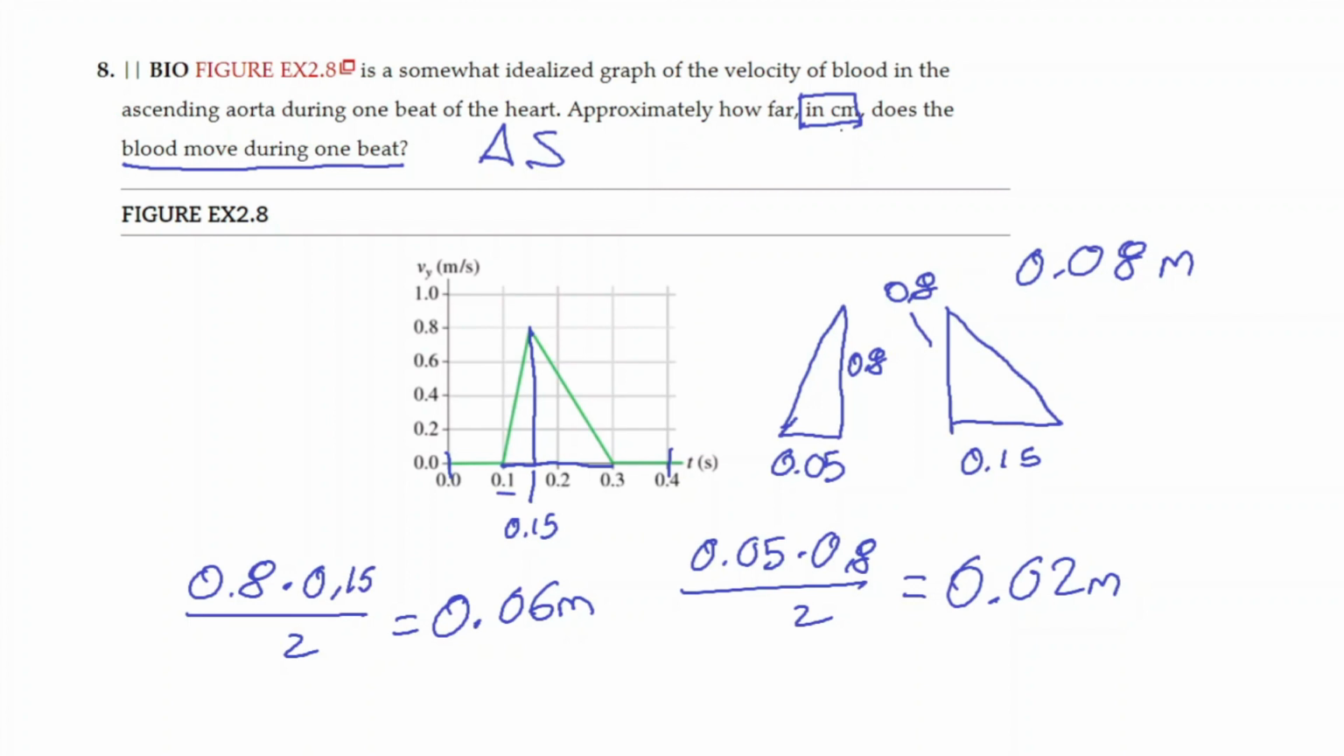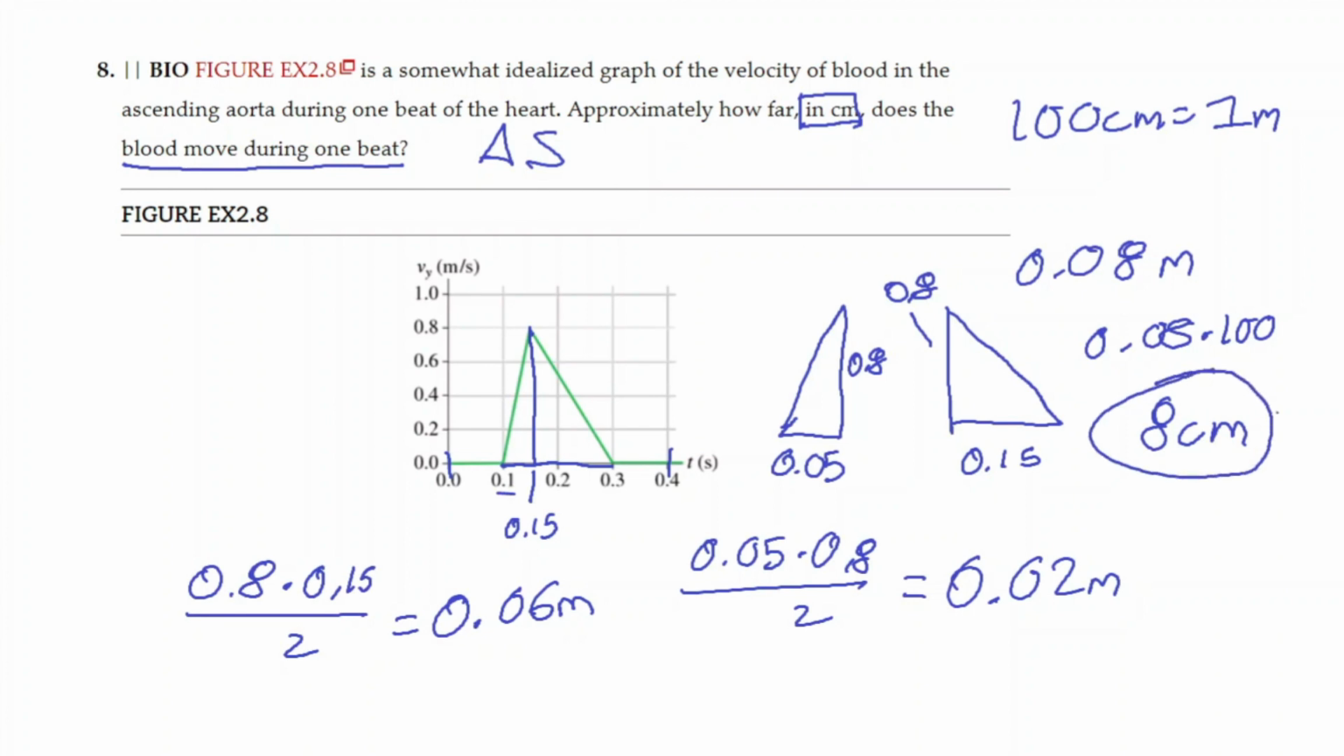But we want to find the answer in units of centimeters. So 100 centimeters is equal to 1 meter. All we need to do is multiply 0.08 by 100, in which we would have 8 centimeters. So our answer of how much the blood moves during one beat is going to be 8 centimeters, or rather delta S.